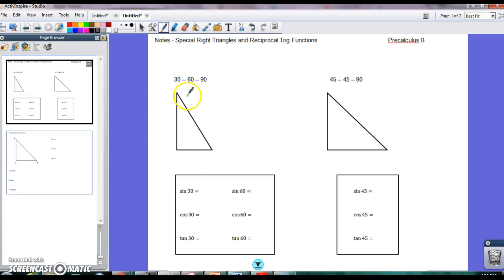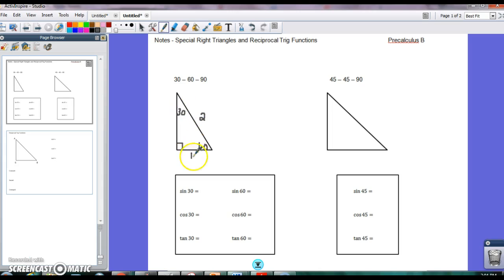We have two of them. We have the 30, 60, 90 and the 45, 45, 90. If this is my right triangle and this is my 30-degree angle, this is my 60-degree angle. If I were to go ahead and populate the sides, I know that the sine of 30 is 1/2. And the only reason I know that is because I've been doing this for a while, but you can check that in the calculator. If you put in sine of 30, you'll get 0.5.